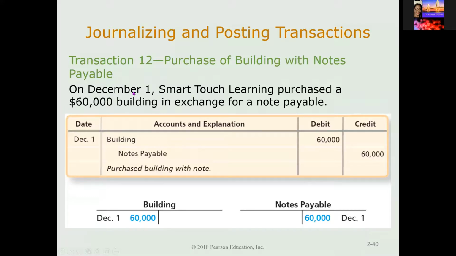In transaction 12, on December 1st, Smart Touch Learning purchased a building for $60,000 in exchange for a note payable. The two accounts involved here are building and notes payable. Building is considered an asset and notes payable is a liability. So building increases with a debit. It's an asset account. Notes payable is credited for $60,000. So notes payable increases with a credit.